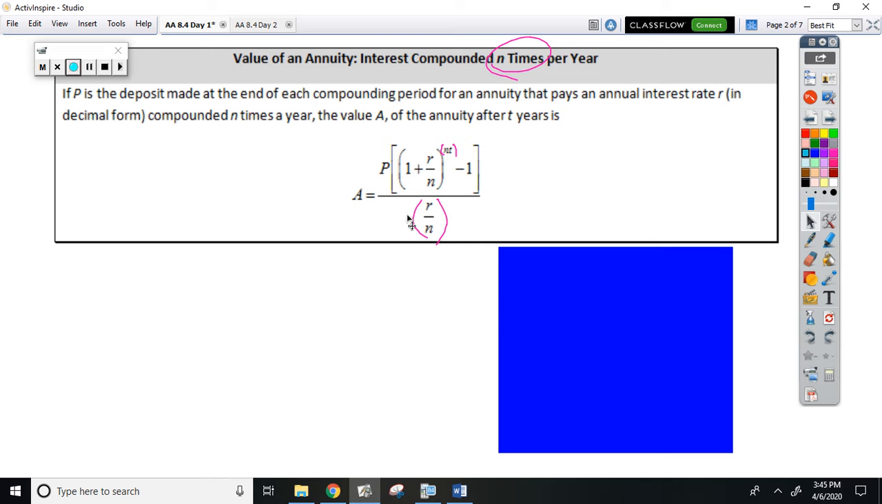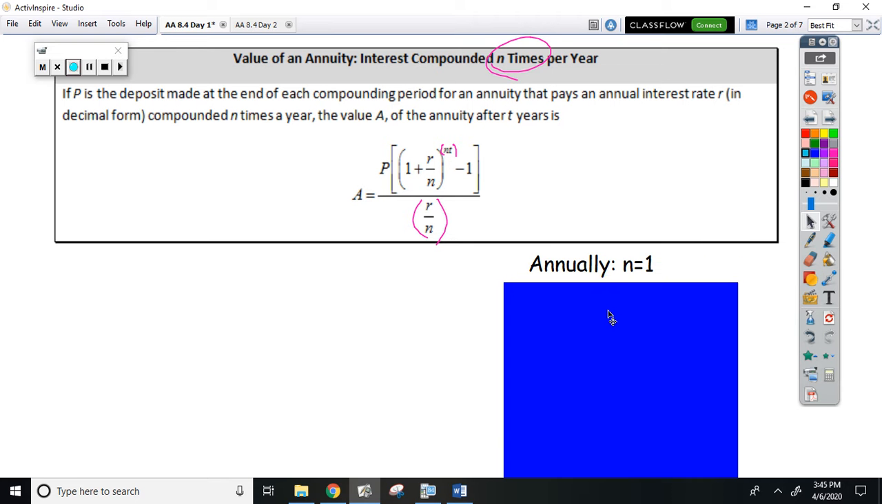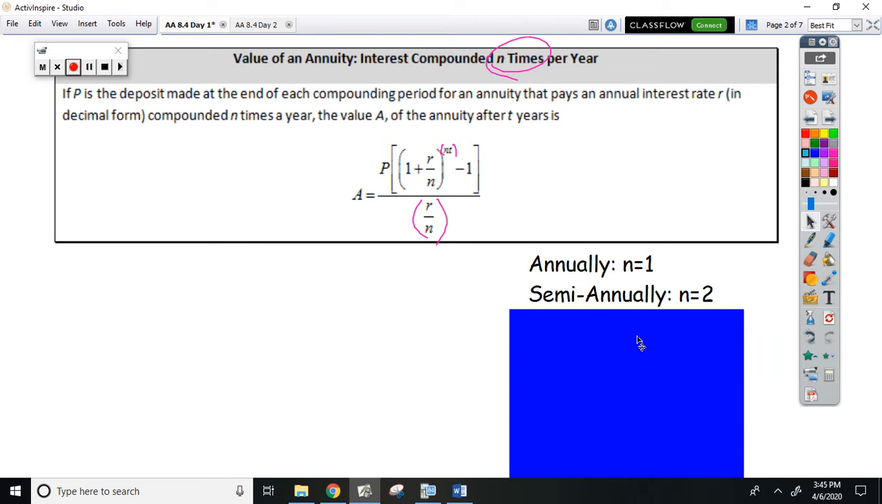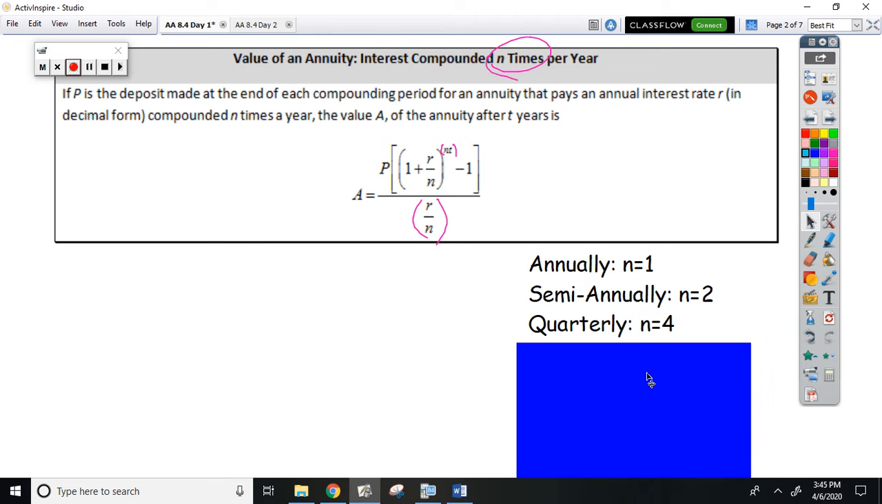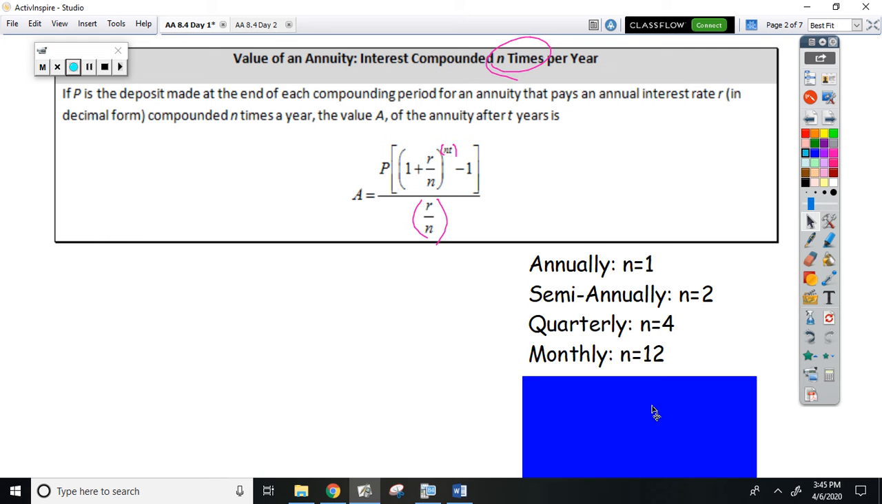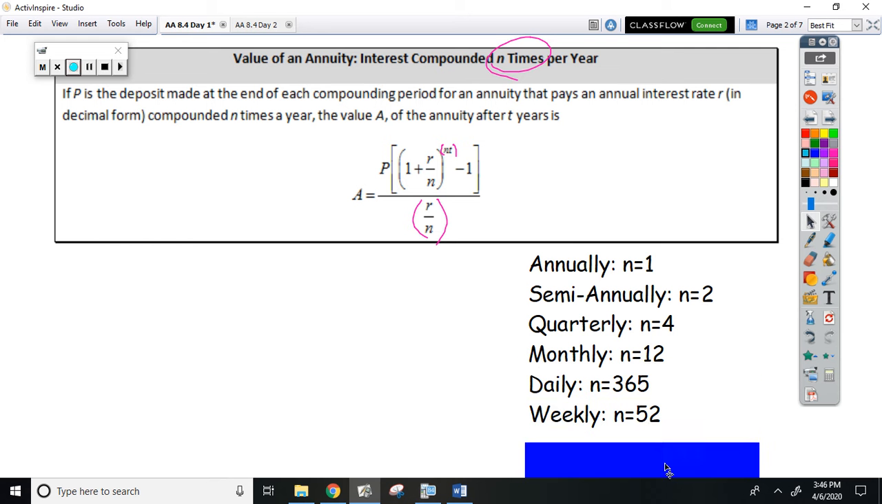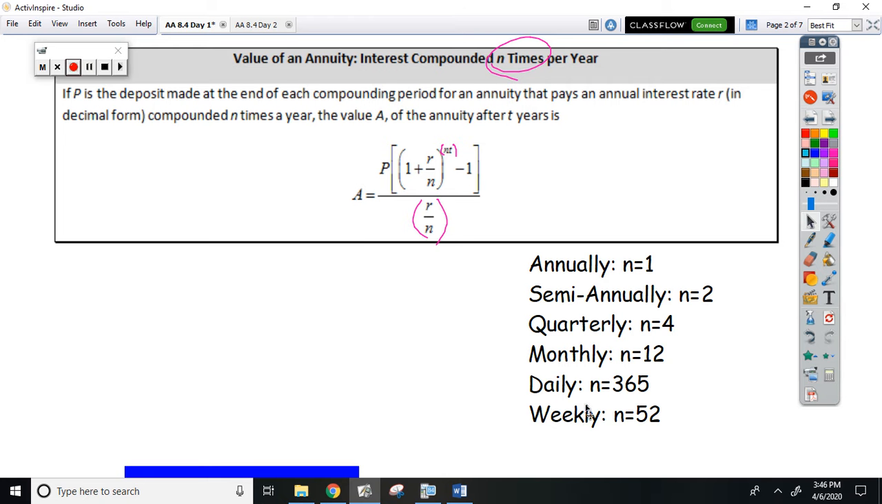All our variables are the same. A is our future value, P is our present value, r is our decimal interest rate, and n is the number of times that it compounds. So remember, there's a lot of different values for n. Annually, n would be 1. Semi-annually, n would be 2. Quarterly, n would be 4. Monthly, n would be 12. Daily, n will be 365. And then also, I believe you may see this in the mini quiz, weekly. Remember there's 52 weeks in a year, so n would be 52.